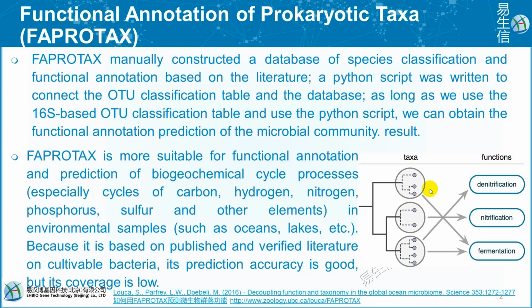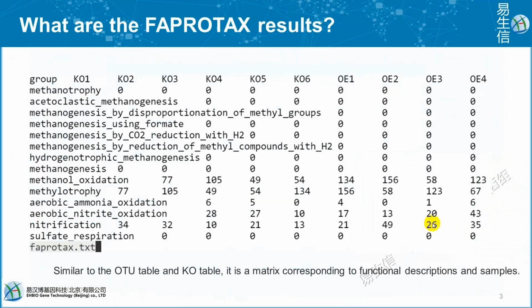Basically, FAPROTAX is more suitable for functional annotation and prediction of biogeochemical cycle processes, especially cycles of carbon, hydrogen, nitrogen, phosphorus, sulfur, and other elements in environmental samples such as oceans and lakes. Because it is based on published and verified literature on cultivable bacteria, its prediction accuracy is good, but its coverage is low. You can see here, this is the taxa and this is the function: denitrification, nitrification, and fermentation.